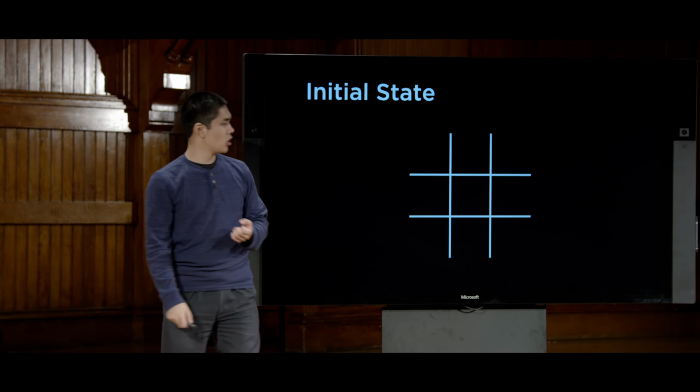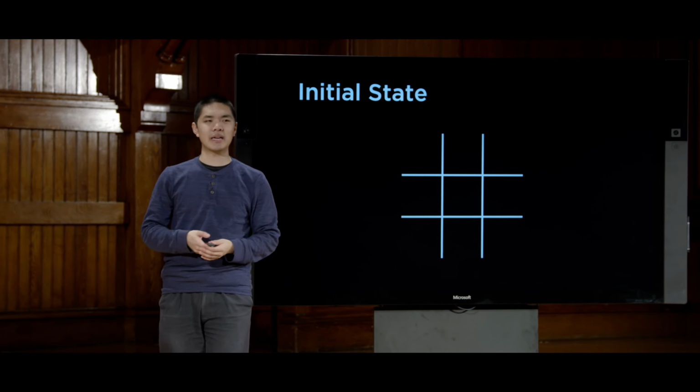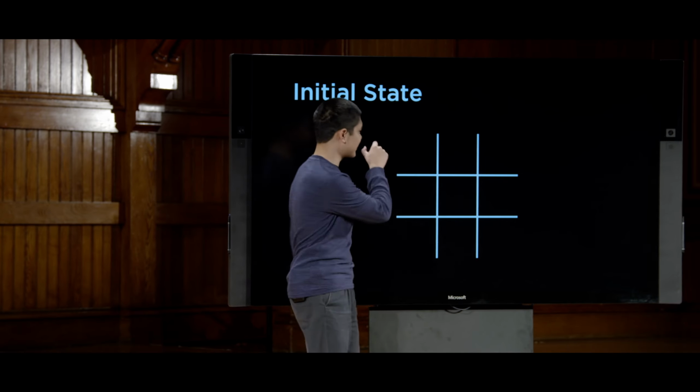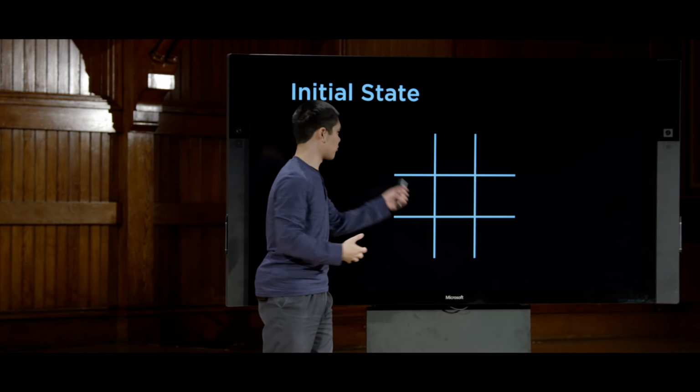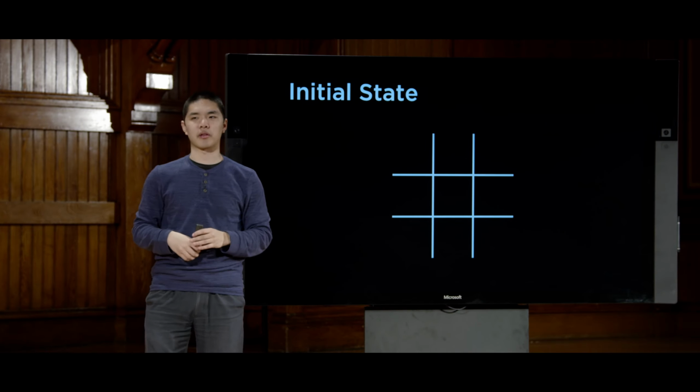The initial state we can just represent in tic-tac-toe as the empty game board. This is where we begin. It's the place from which we begin this search. And again, I'll be representing these things visually, but you can imagine this really just being like an array or a 2-dimensional array of all of these possible squares.